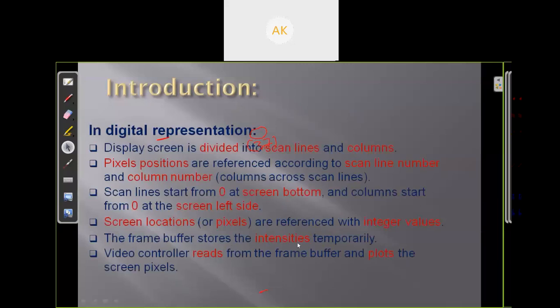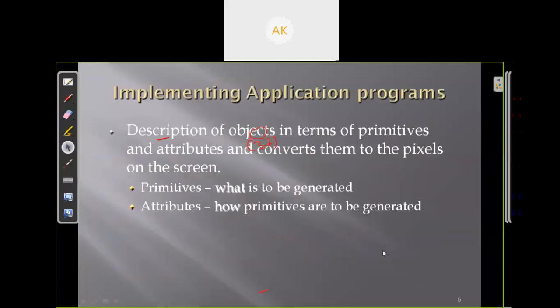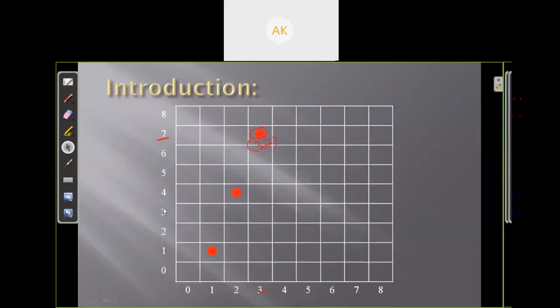And the frame buffer stores the intensity temporarily, meaning the frame buffer will store your definition of the picture, and the video controller reads those values from your frame buffer and plots them on the actual screen. Like here, there is a point located on the screen, whose definition is actually stored in our frame buffer.